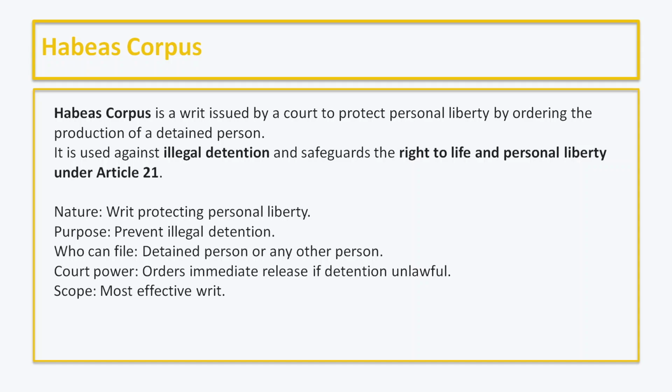Now let us align this with what is written on the slide. Habeas corpus means to produce a body. It is a writ issued to protect legal personal liberty. It is used against illegal detention. It safeguards the right to life and personal liberty under Article 21.